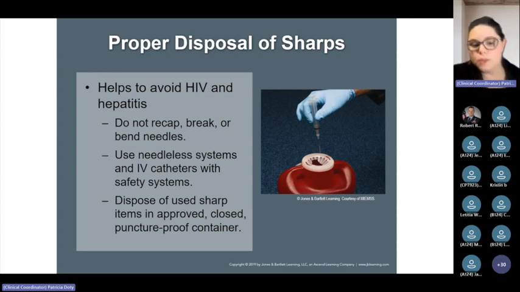But dispose of used sharp items in approved closed puncture proof containers. So that's a sharps container right there. That's your best friend in the back of the truck. And you want to make sure that that is anchored safely somewhere in the back of the ambulance also, because you don't ever want that to become an issue in case of, I'm a worst case scenario kind of person. And I have been in ambulance wrecks before. And I promise you that I didn't realize how much a sharps container will move in the back of a truck along with the LifePak. So we want to make sure to not only dispose of our sharps appropriately, we also want to make sure that we anchor our sharps containers, okay?